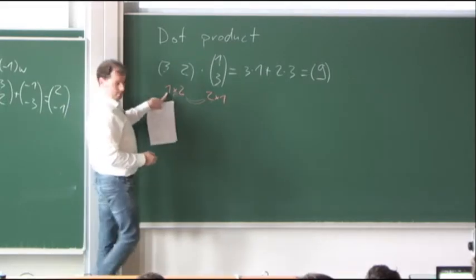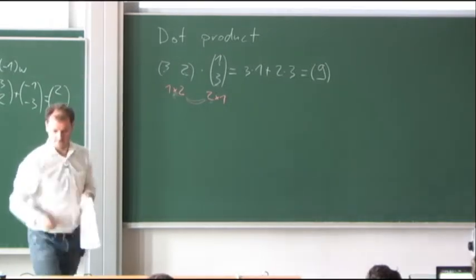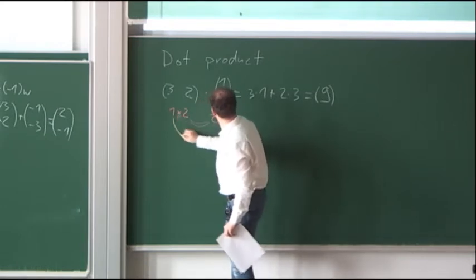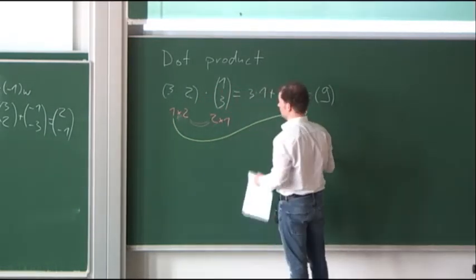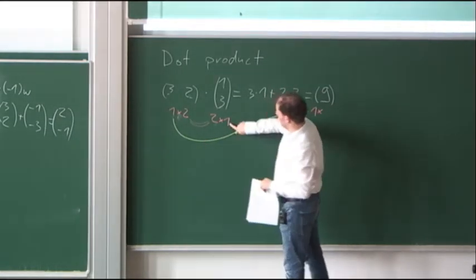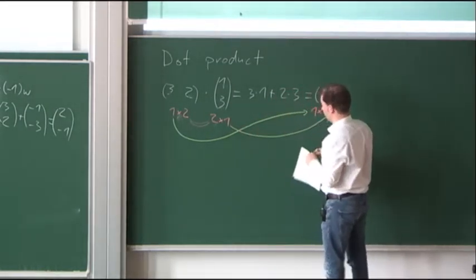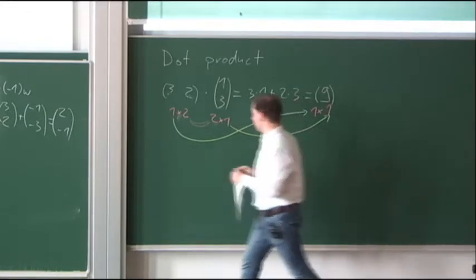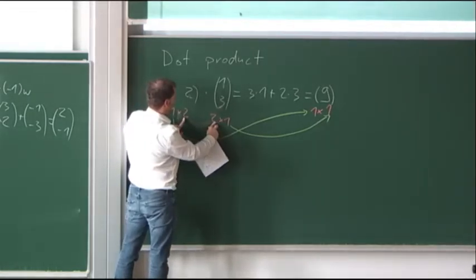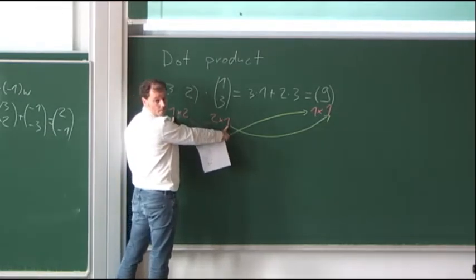And then the outer numbers define the dimension of the result. So the number of rows of the first will be the number of rows of the result. So the result will be 1 by, and the number of columns of the second argument will be the number of columns of the result. So the inner numbers always have to be the same, and then the outer numbers define the number of rows and the number of columns of the result for the dot product.